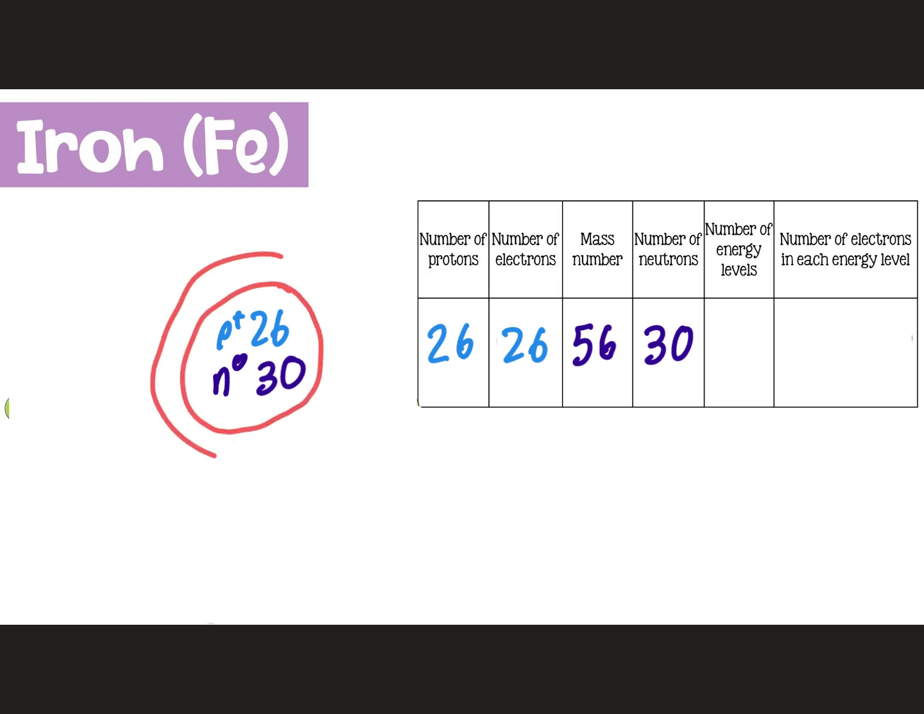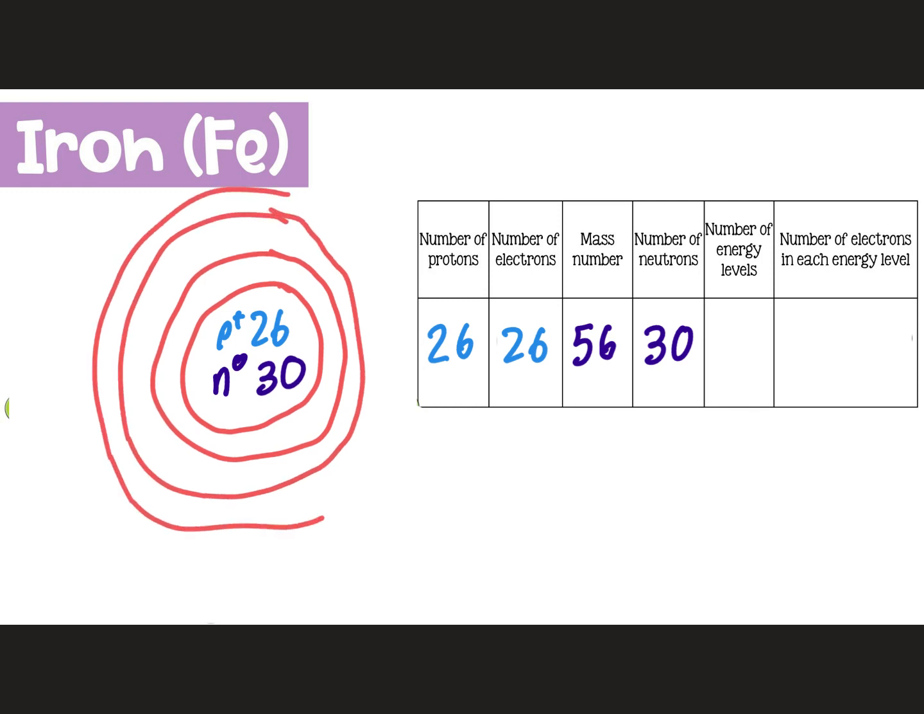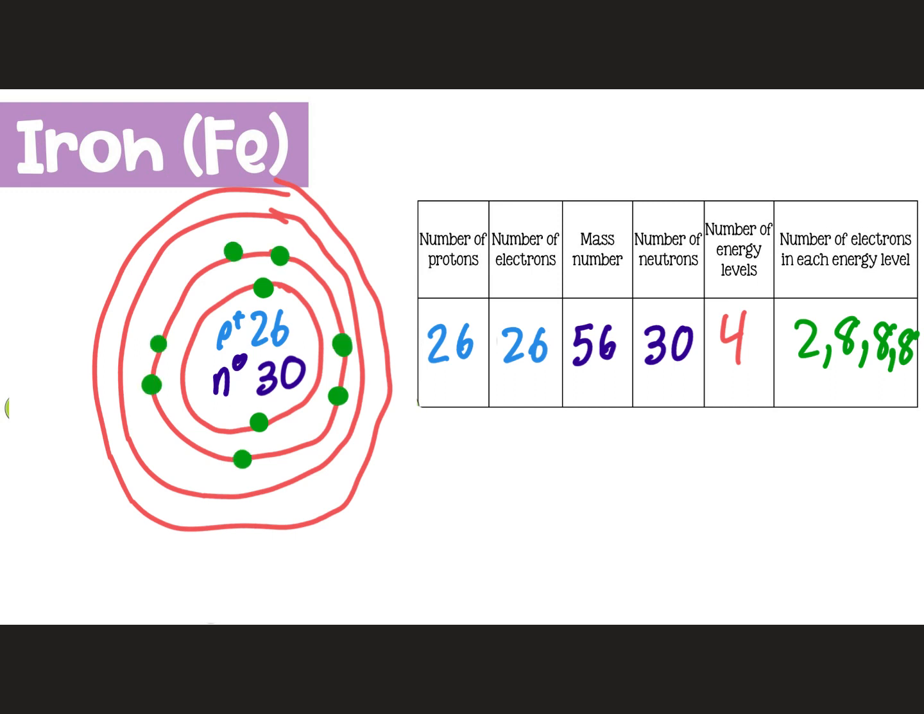Next, let's add our energy levels. And since iron is in the fourth row or period of the periodic table, it will have 4 shells. Of these, the first level will hold 2 electrons. The second, third, and fourth levels will each hold 8. So there are 8 valence electrons in iron.